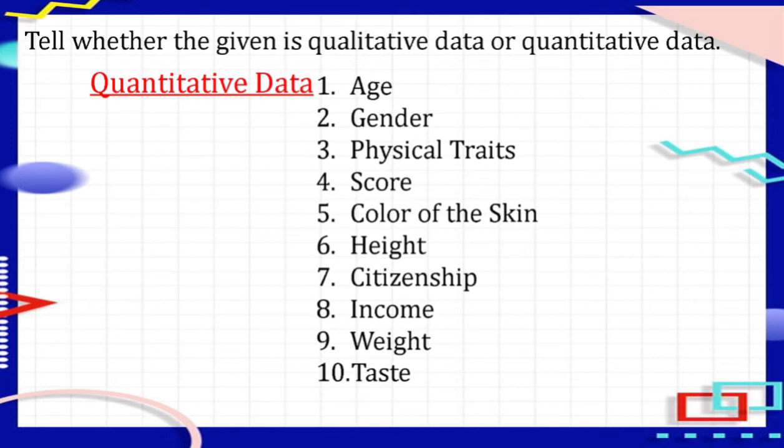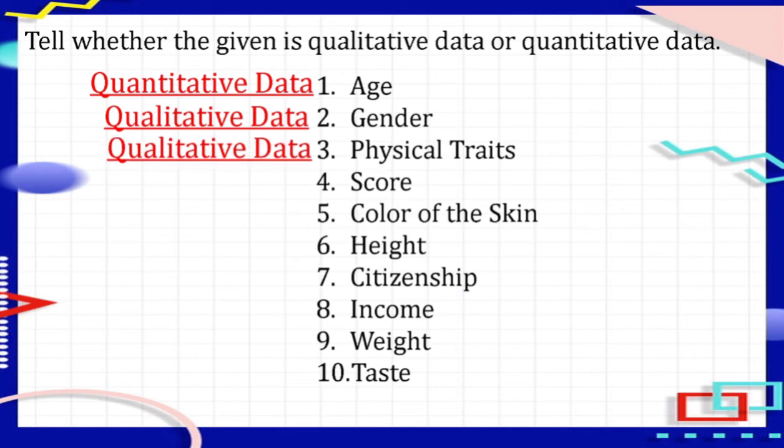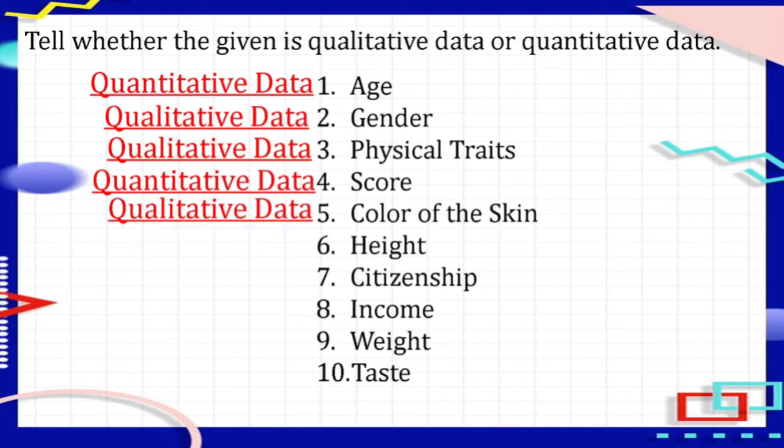Next, number 2, gender. Correct. That is qualitative, categorical data. Number 3, physical traits. Correct. That is qualitative data. So, walang numbers na kailangan. Number 4 is quantitative data, since score ang pinag-uusapan. Number 5, color of the skin. That is correct, qualitative data.